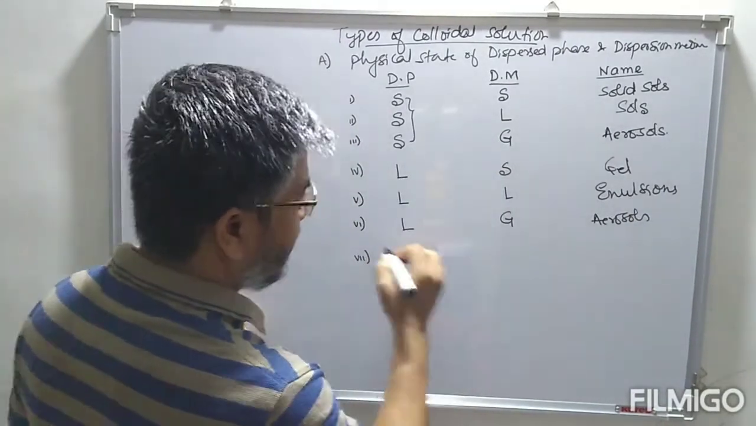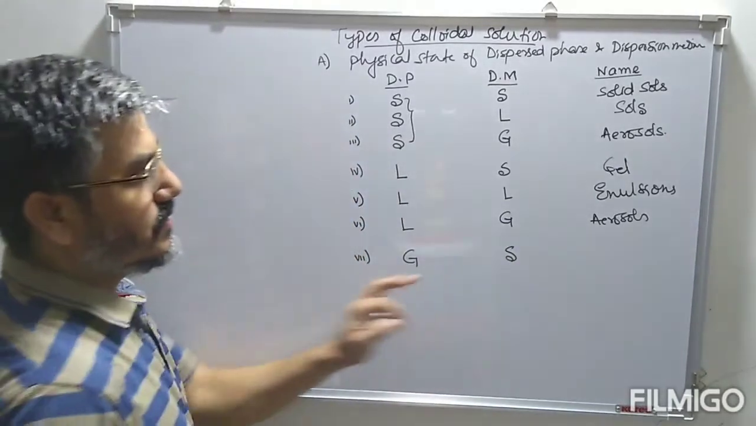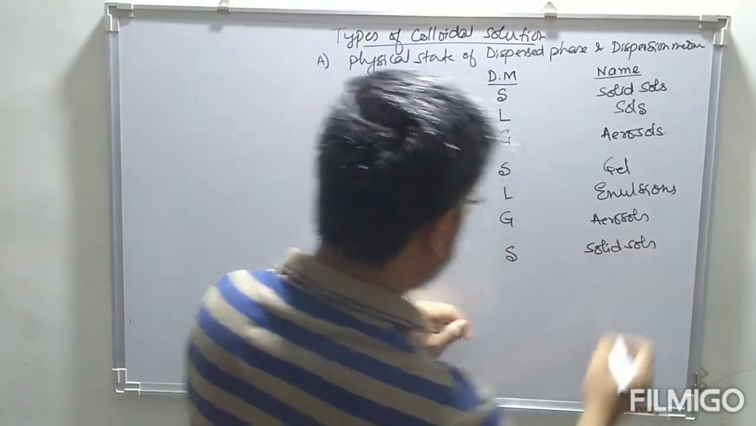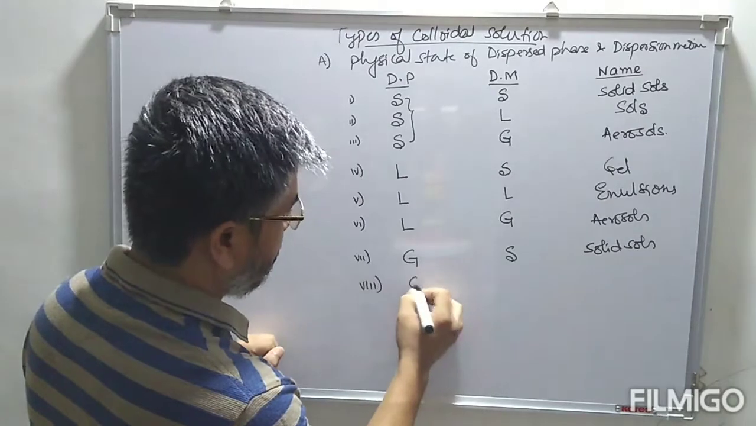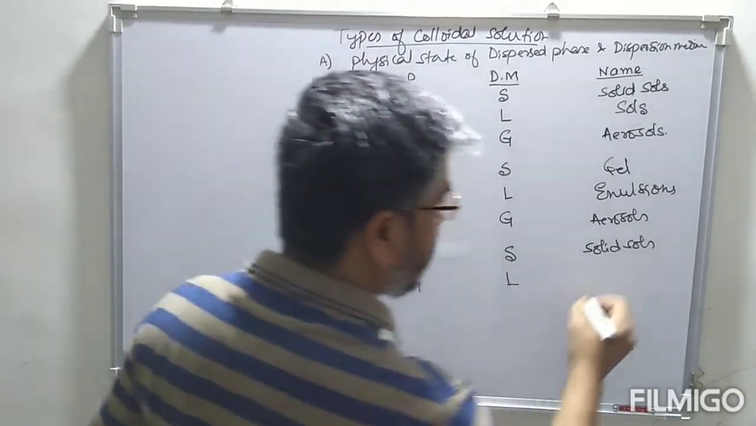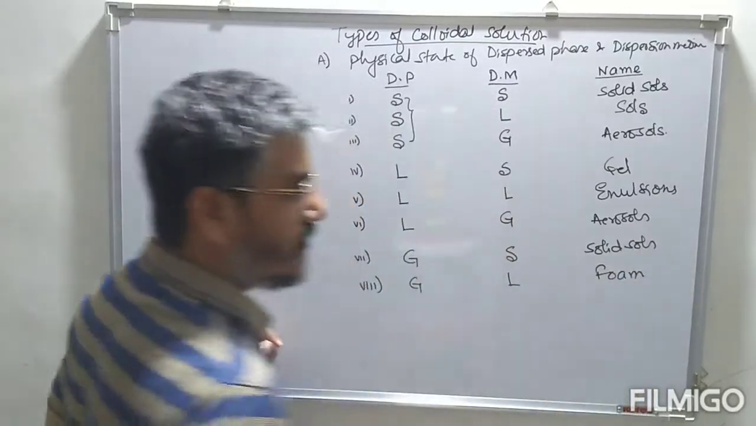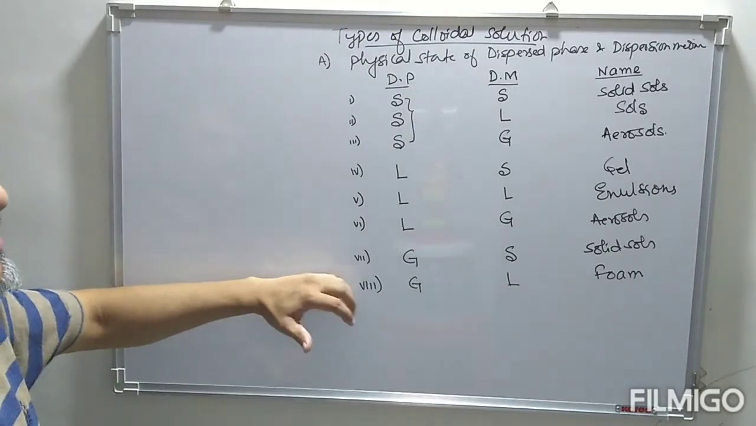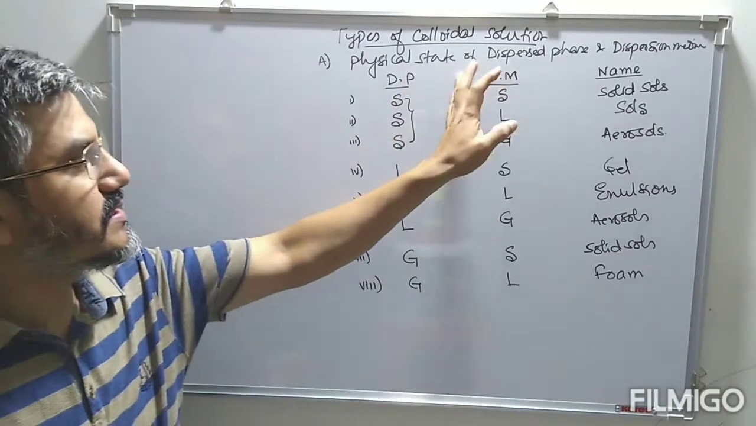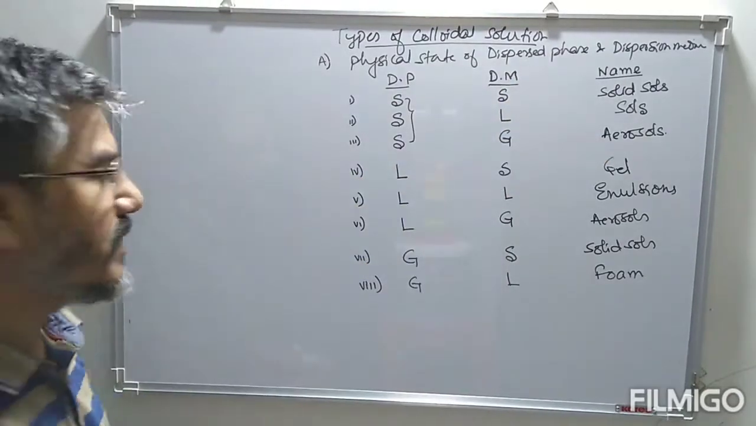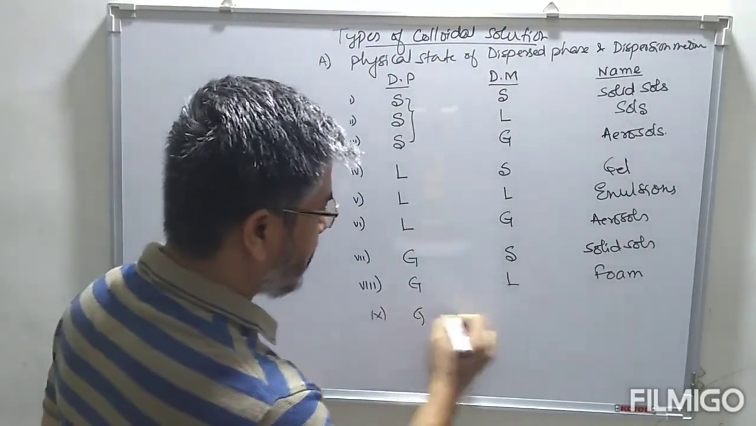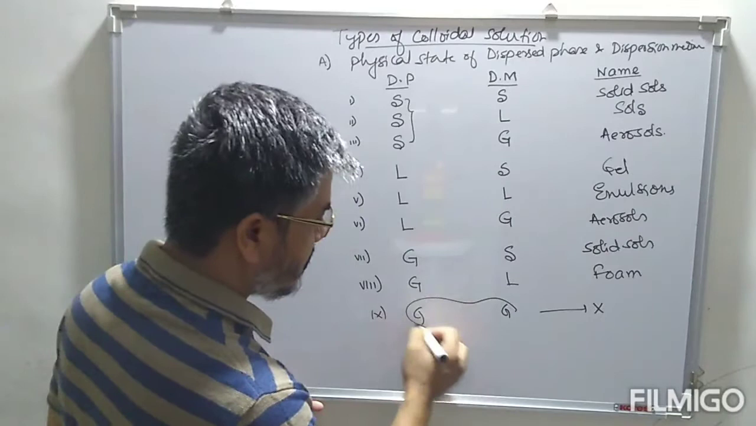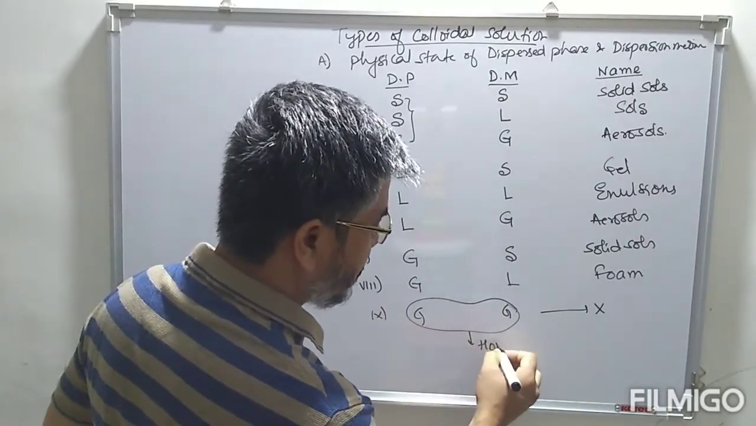We have gas dispersed in solid. These are known as solid sols. Then we have gas dispersed in liquid. So these are the different categories of colloidal solutions based on the physical state of dispersed phase and dispersion medium. Whereas the last one, gas in gas, is not a colloidal solution. Gas dissolved in gas always forms a homogeneous mixture.